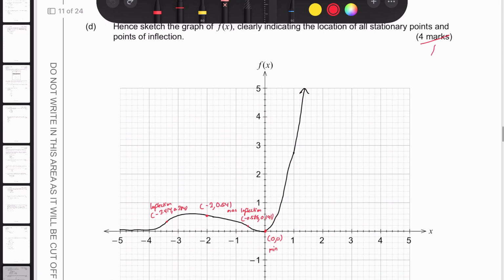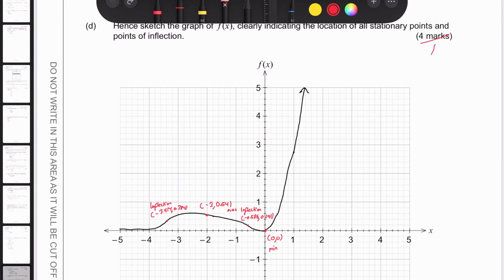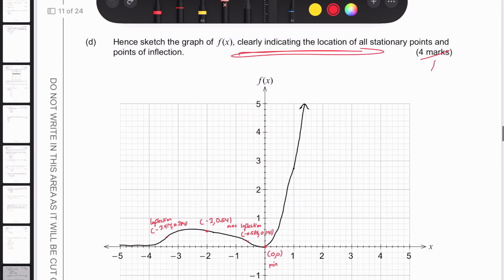I lost, oh, this was the other 3 marks. I can't believe I lost these marks. Oh, clearly indicate the location. I didn't do any of them. I just drew the freaking graph.